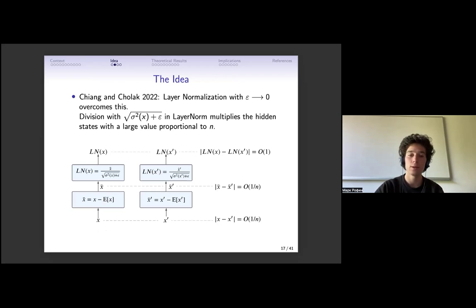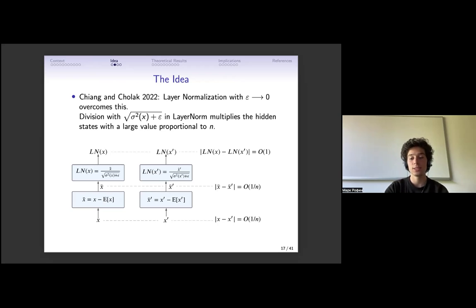And during standardization, each hidden representation is divided by its standard deviation. But if the standard deviation is very low and epsilon is very low, then the denominator is close to 0, and dividing by something close to 0 can very much inflate the norm of the hidden representations, which means that they can be multiplied by a value proportional to n in this standardization, which means that in the end, their difference, which was 1 over n, will become just O of 1, which is fine. So this is how layer norm with low epsilon can overcome this limitation.